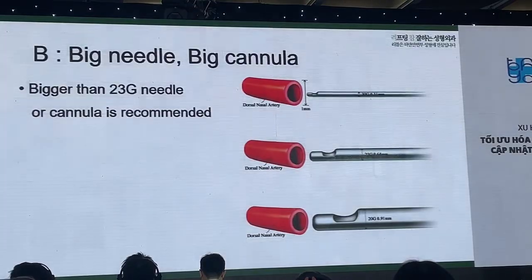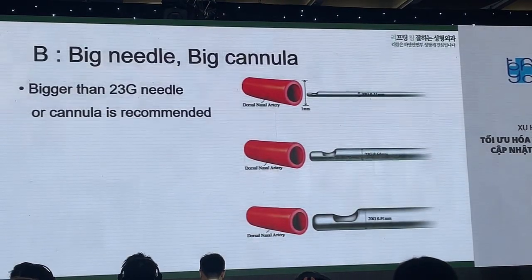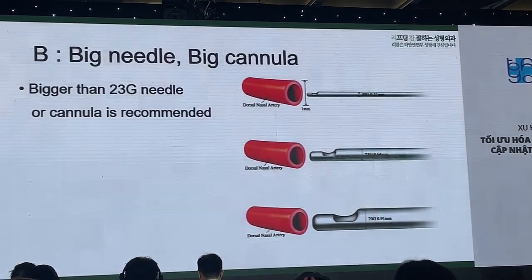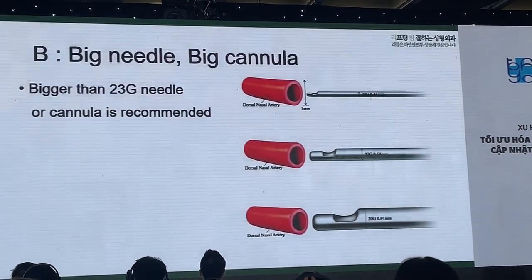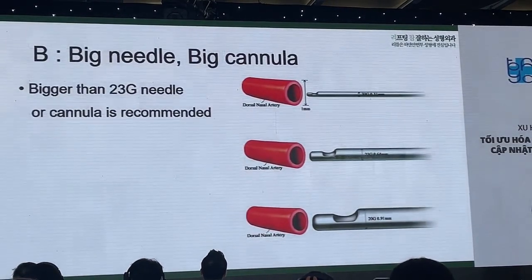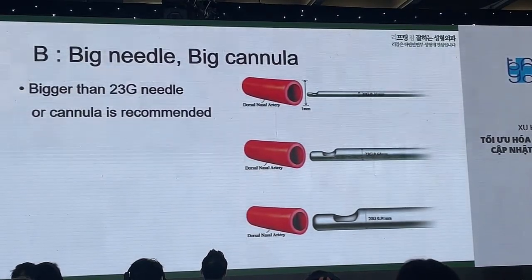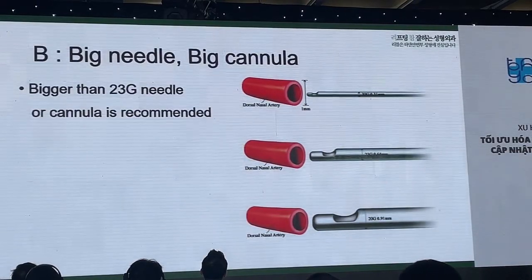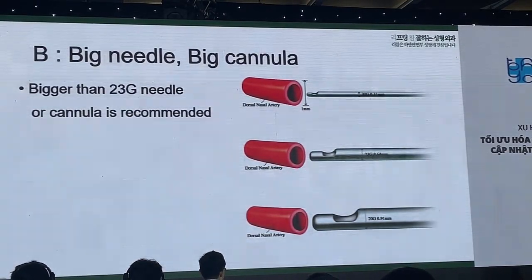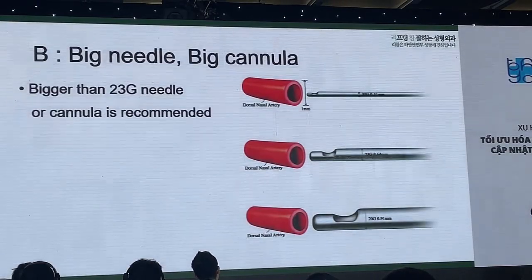B, big needle. Using a large diameter needle or cannula is safer. Small needles can easily penetrate vessel walls, increasing the risk of intravascular filler injection. Therefore, a large gauge instrument is recommended to minimize the risk.